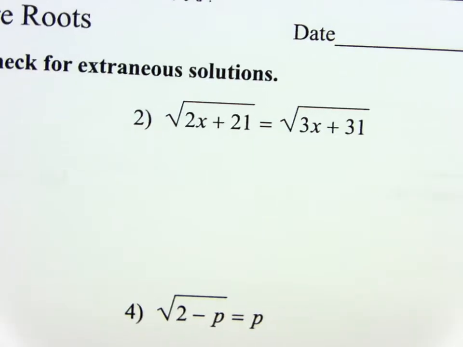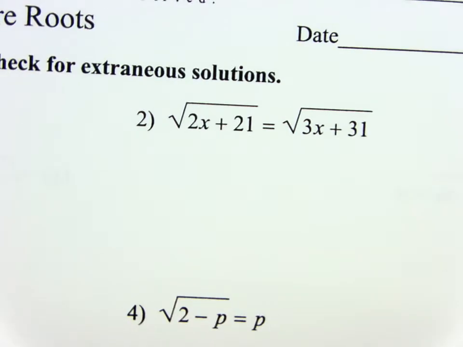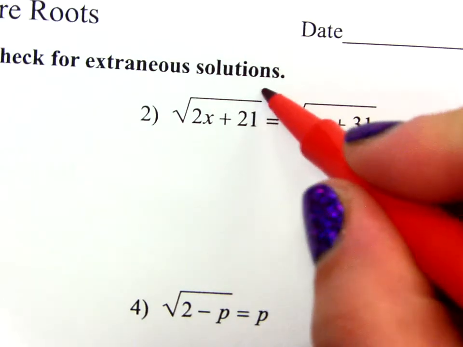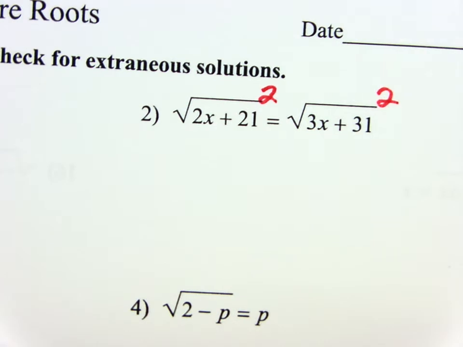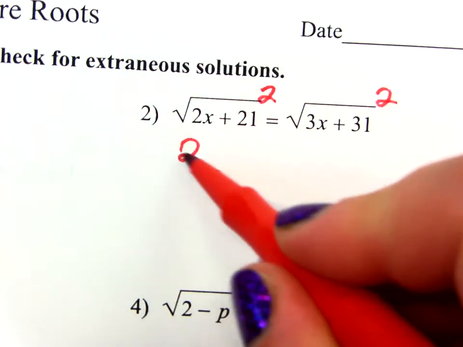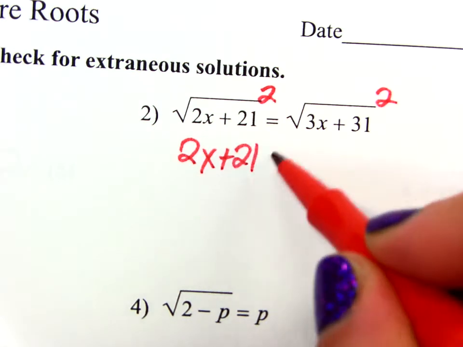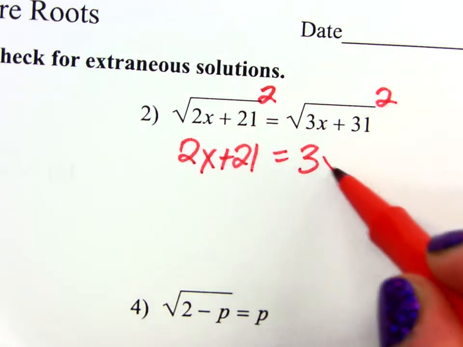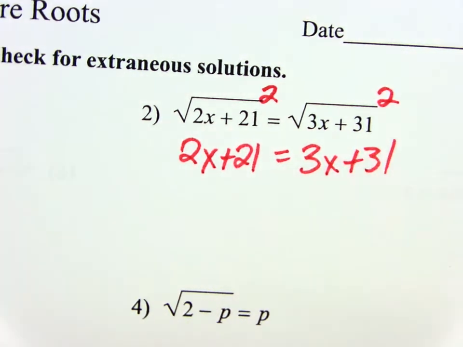Let's try 2. 2 is one of those ones where there's more than one square root. So step 1 says if I have 2 of them, I want to get 1 on each side. Luckily, that's already done for me. So step 2 says square both sides. So if I square both sides, what do I get on the left-hand side? It just cancels itself out, and it's just 2x plus 21. So then this side is just 3x plus 31. And now you just solve that equation like you normally would.